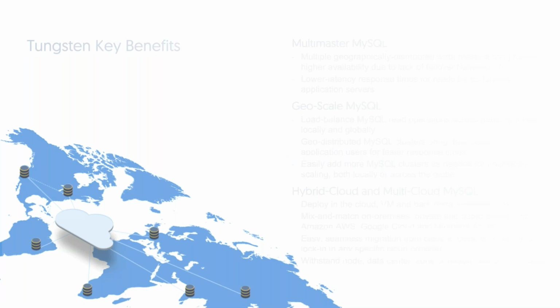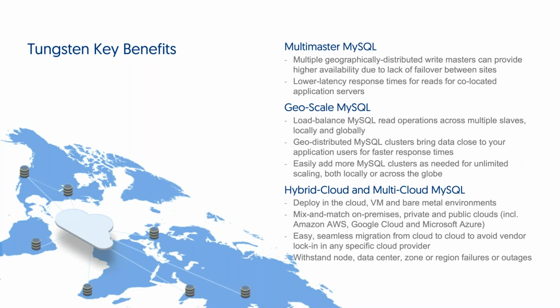Multi-master cluster configurations allow your geographically distributed writes, giving even higher availability, as there is no failover required between clusters. We bring your data closer to your clients, providing lower latency response times. Easily add more clusters to scale your operations. You can deploy in the cloud, VMs, bare metal, on-prem, mix and match to suit. We can also assist with the easy migration from cloud to cloud, such as out of Amazon and into Google, or we can even configure Multimaster to span a mix of these providers so you don't get locked into one specific cloud provider.